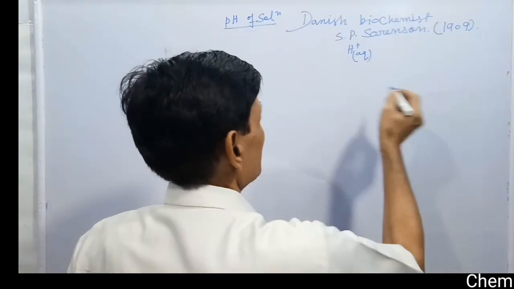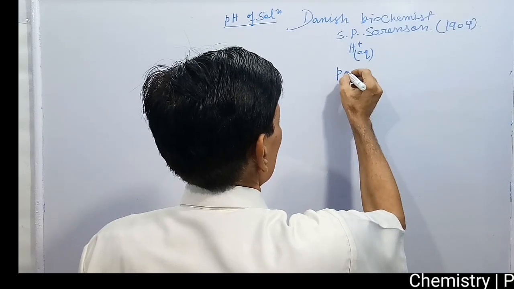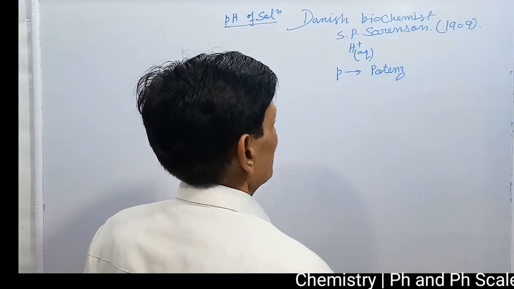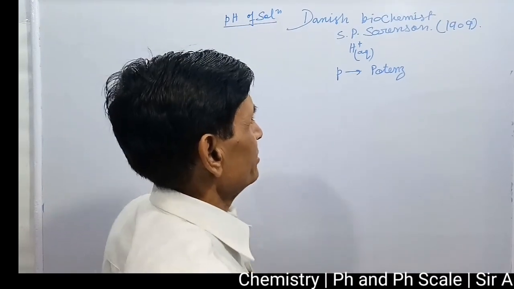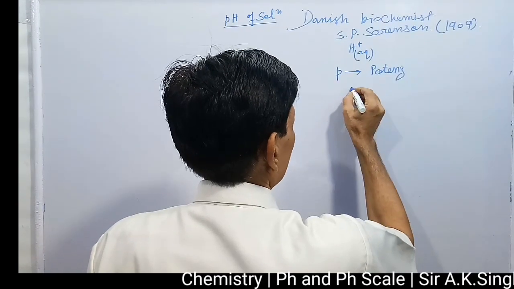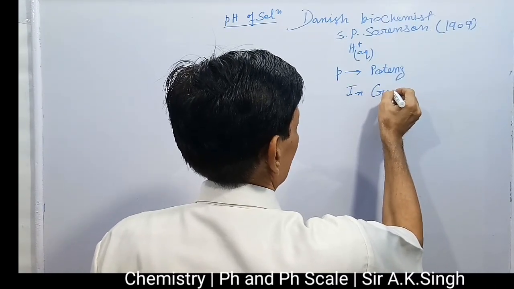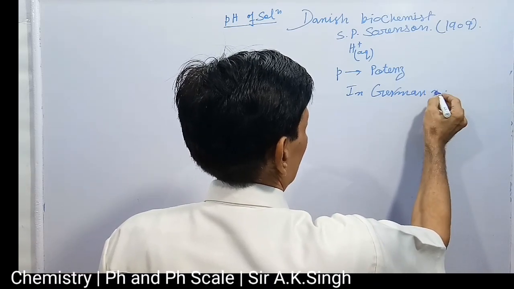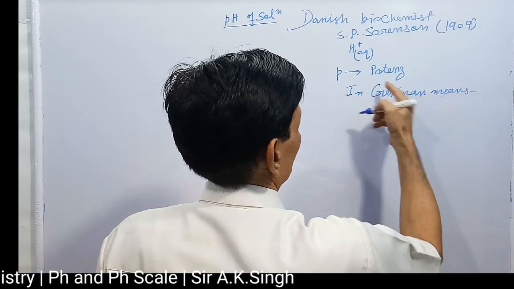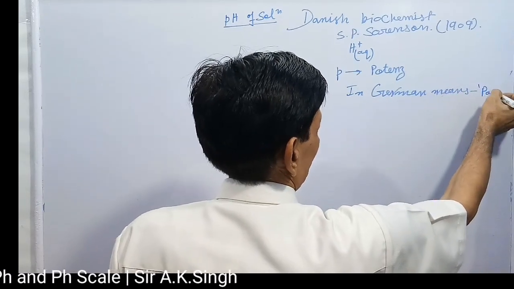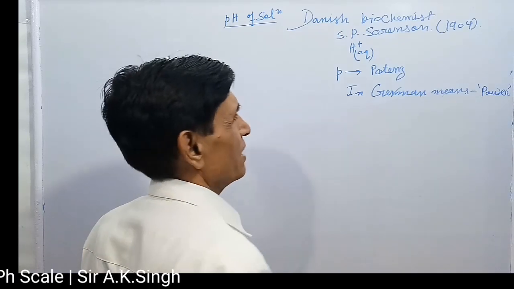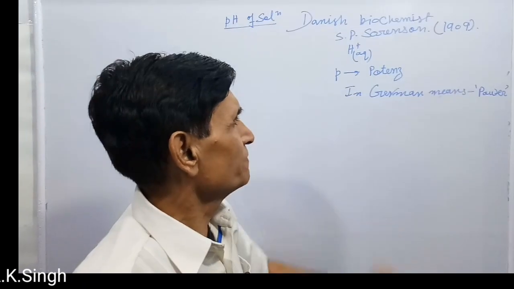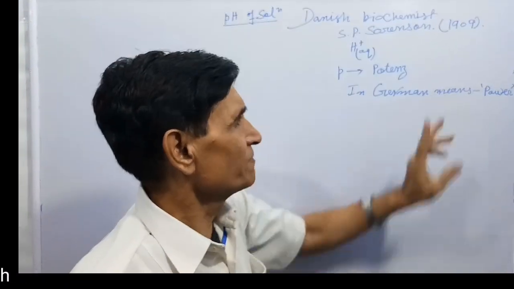Here in pH, P stands for potential. In German, it means power. It means power of hydrogen. In German, what does it mean? Power. Potential. P stands for this.